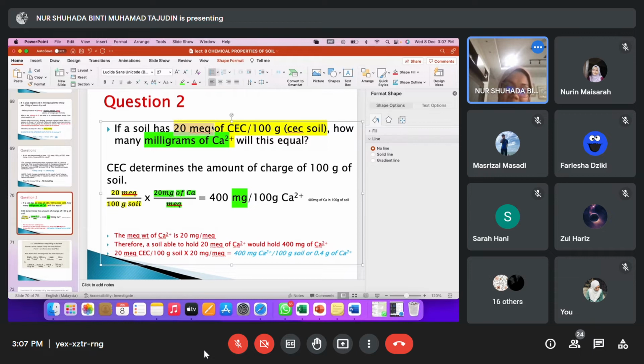Okay. So it has in soil that have 20, dengar ayat saya, in soil that have 20 MEQ over 100 grams of soil, CEC, have about 400 milligram of calcium. Sama lah in 100 gram of soil lah. Okay, unless kalau the question is 20 MEQ of CEC of soil, how many milligrams of calcium will this equal to 1 kg of soil? Then you have to convert lah kepada kg.